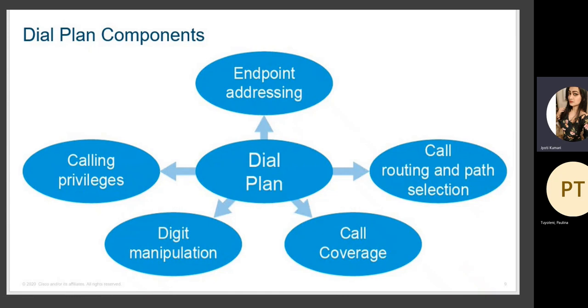Endpoint addressing is like what we did in the previous lab to give the DN numbers, providing all the required information like VLAN, IPs, DNs, lines, and any additional features that need to be configured on the endpoint. All that comes under endpoint addressing. Call routing and path selection covers how we have to route the calls, like which gateways should be used for which particular calls, and so on.